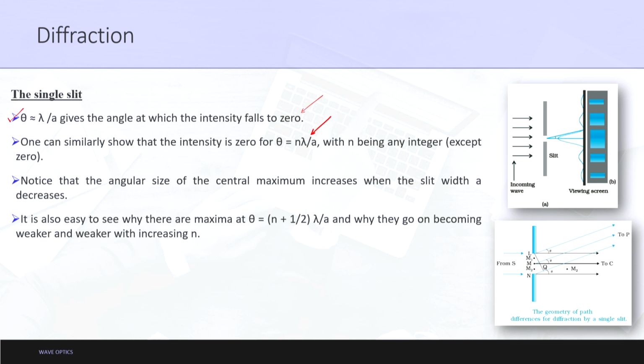Here n is any integer except 0, quite evident, because at n equal to 0 a central bright fringe is observed. Therefore, for n equal to 0 this case is not valid. Okay, so this point is also explained. This is again the concluding point of the last lecture only.